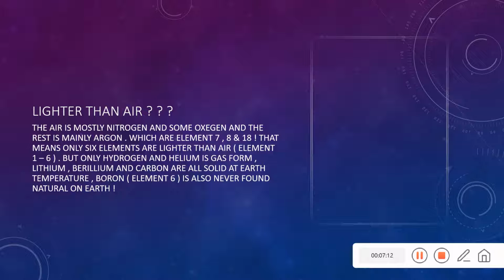Lighter than air. The air is mostly nitrogen and some oxygen, and the rest is mainly argon, which are elements 7, 8, and 18. That means only 6 elements are lighter than air, elements 1 to 6. But only hydrogen and helium are gas. Lithium, beryllium, and carbon are all solid at Earth temperature. Wait, forget carbon. Boron, on the other hand, just slightly lighter than nitrogen, is also never found naturally on Earth. It's found in borax, but that's just a mixture.